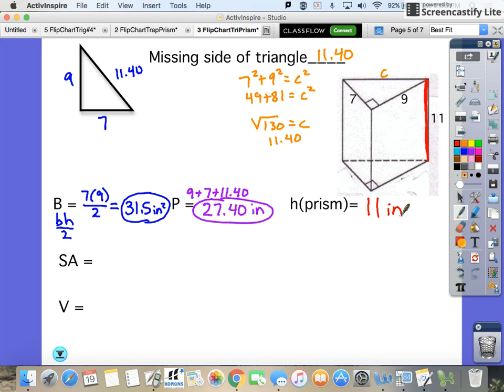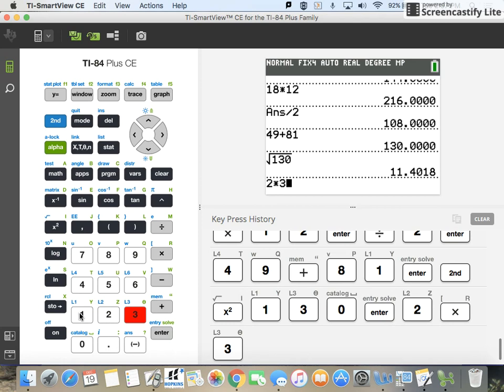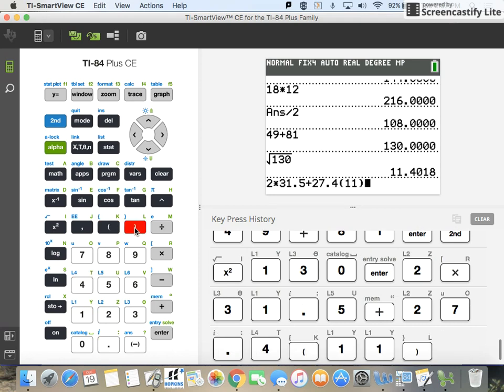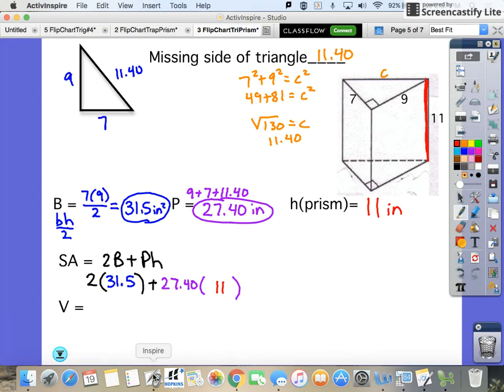And then surface area, it's still the same formula, you guys. It's still 2B plus PH. So it's going to be 2 times B, which is 31.5, plus P, which is the perimeter or the distance around one cookie, times the height, which was 11. Let me type that all into the calculator. 2 times 31.5 plus the perimeter, 27.4, times the height, 11. That's 364.4 inches squared because that is surface area.